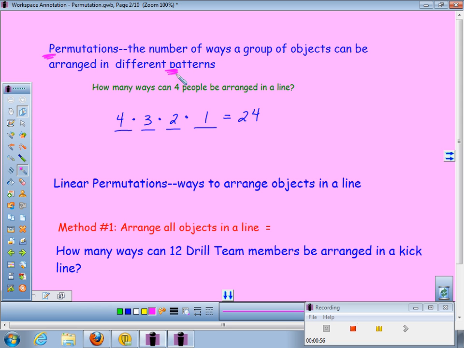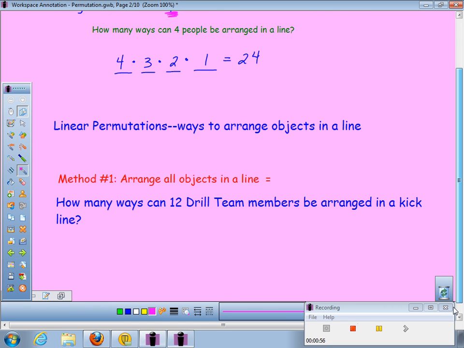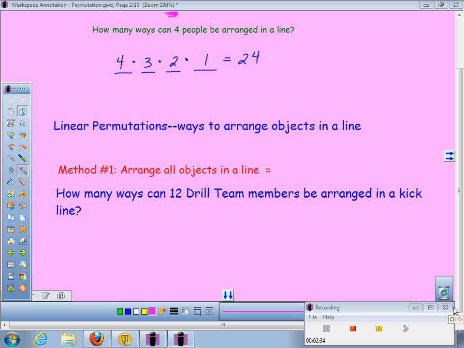Okay, now is where we were ready to start talking. We're doing linear permutations, how to arrange them in a line. But how many different patterns could you guys stand in, all 13 of you, if we line up across the back of the room? How many of us? 13. You're saying it would be 13 times 12 times 11 times 10.